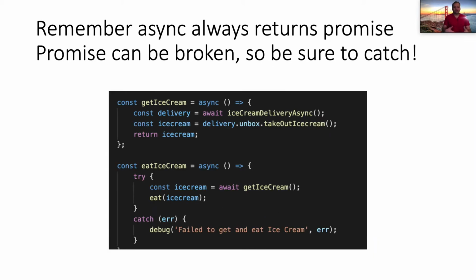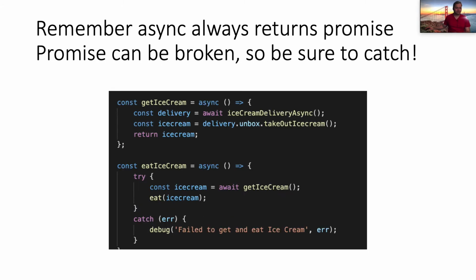So if there's an error that got thrown inside, then here you can see when I try to eat the ice cream, that's when I have it inside a try-catch block. So I'm going to try to get the ice cream, and I'm going to eat the ice cream, and then I'm going to catch the error and debug why I failed to get and eat the ice cream if there was an error. And that error could come from the delivery process, or that error could come from me trying to unbox it. And let's see, what did I do in the function above? Delivery, await ice cream.